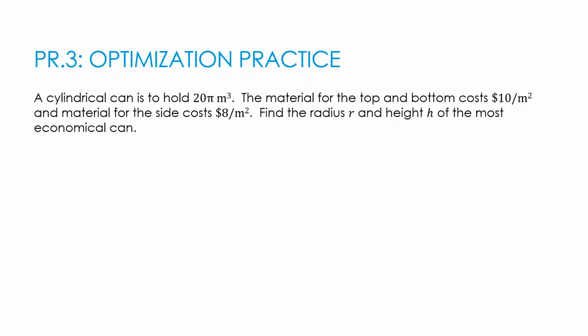For practice 3, we're back to a cylinder. Again, that might require you to Google some formulas for surface area or volume of a cylinder. We are looking for the most economical can. So most economical means least cost. So here we're actually minimizing, which we haven't done yet, which means when I'm writing my function, it has to do with how much material that I'm using and how much it costs.